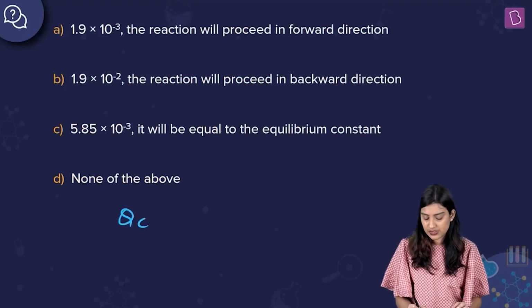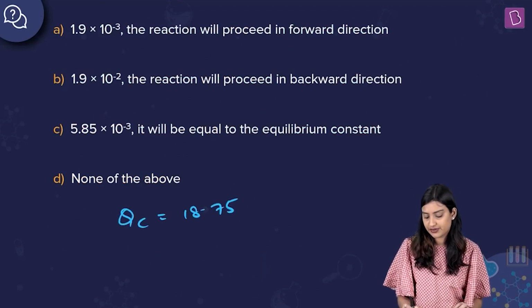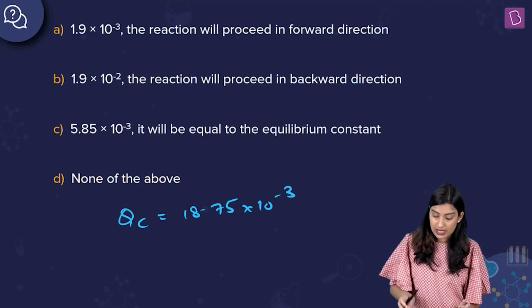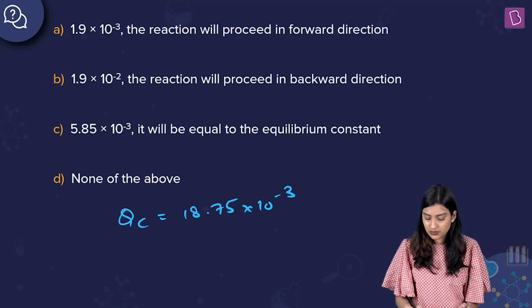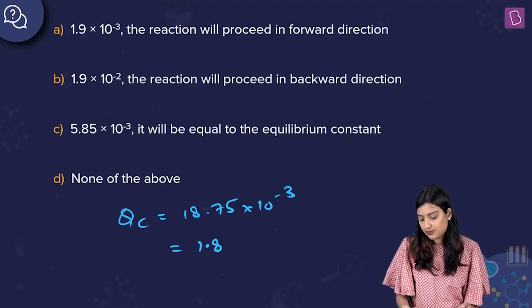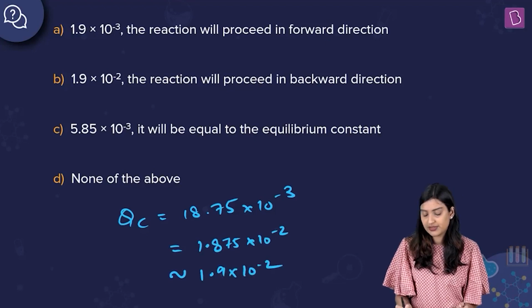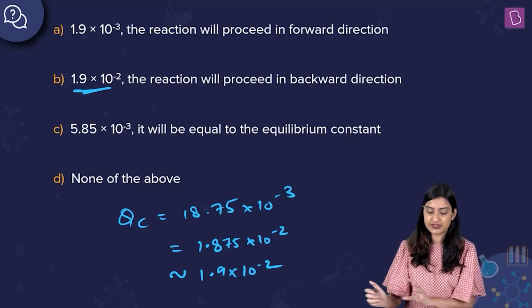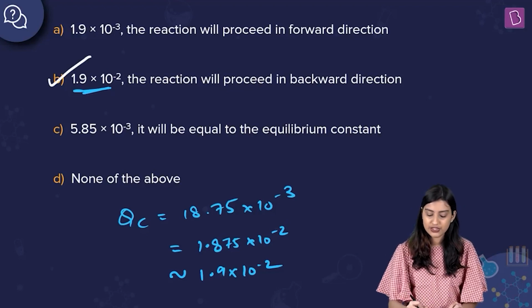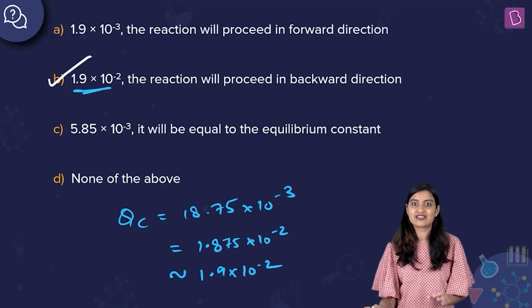So we got Qc equal to 18.75 into 10 to the power of minus 3, and that is not visible in the options. So how about we write it as 1.875 into 10 to the power of minus 2, which is approximately equal to 1.9 into 10 to the power of minus 2. Yes, we have that here. So Qc is 1.8 into 10 to the power of minus 2, and the reaction will proceed in the backward direction. So option B is going to be the right answer to this question.